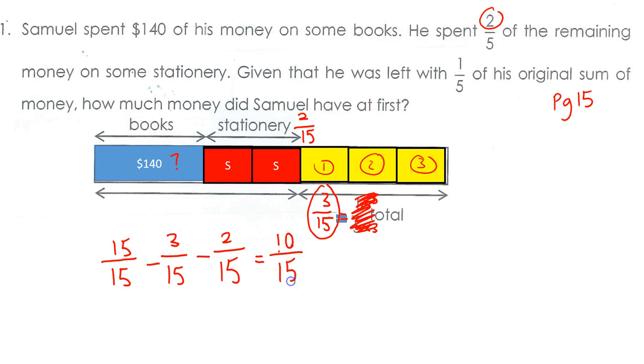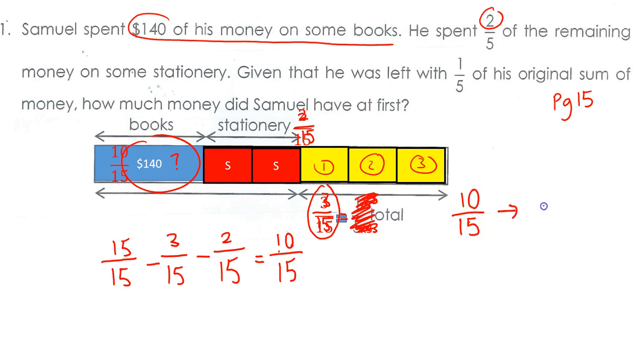Okay? Now this will tell us a lot. It means that this $140 is actually 10 units, 10/15. So they did say that $140 was spent on some books, which means to say that now that you found out books is worth 10 units, and this 10 units is actually $140.